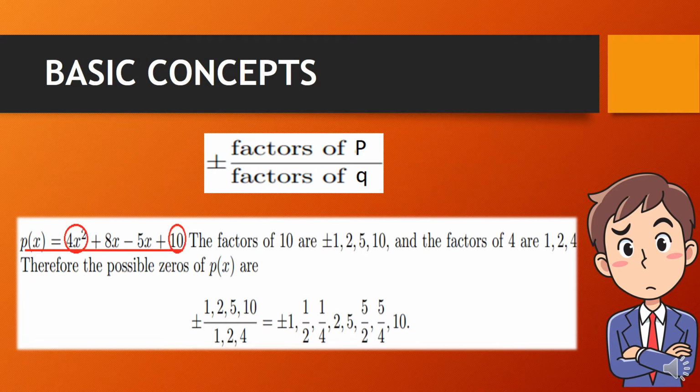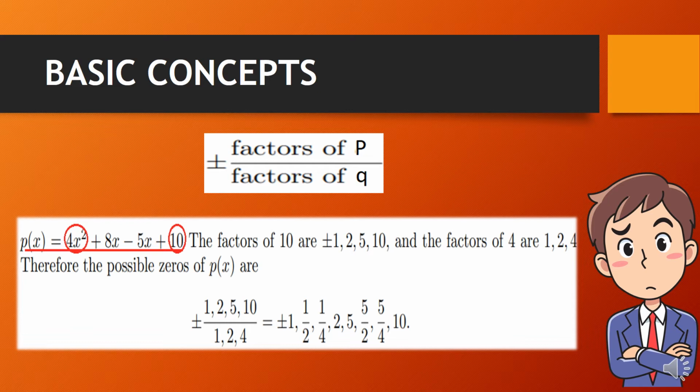So what we are basically doing is we have to find the roots of the given polynomial by dividing the factors of p by the factors of q. So what is p and q? Consider the given polynomial p of x, 4x cube plus 8x square minus 5x plus 10. So here p will be 10, the constant term, and q will be the leading coefficient, that is 4. So the factors of 10 are 1, 2, 5 and 10, and the factors of 4 are 1, 2 and 4.